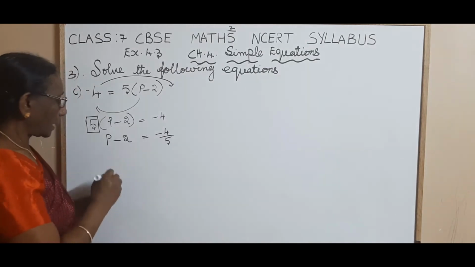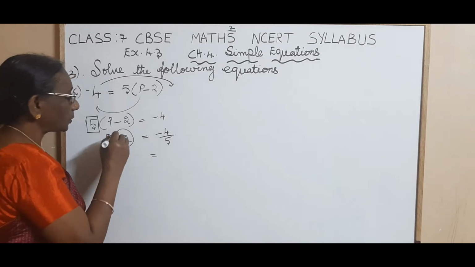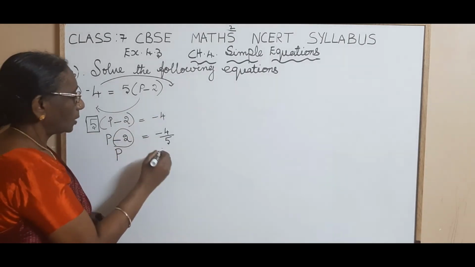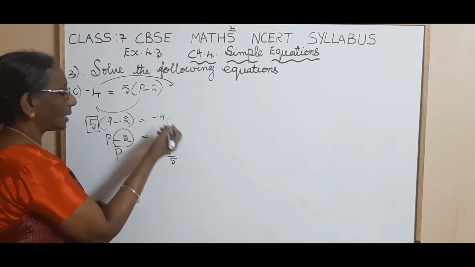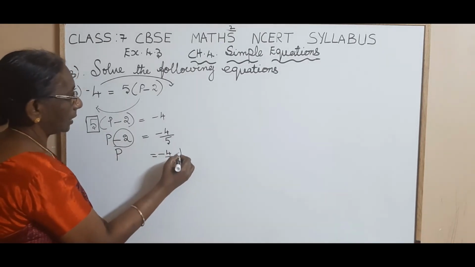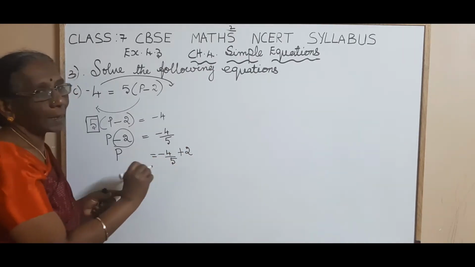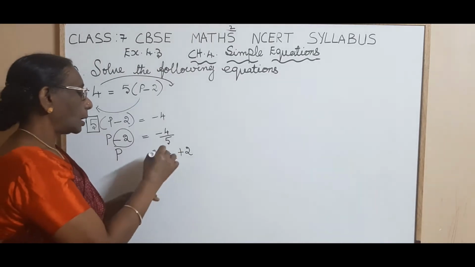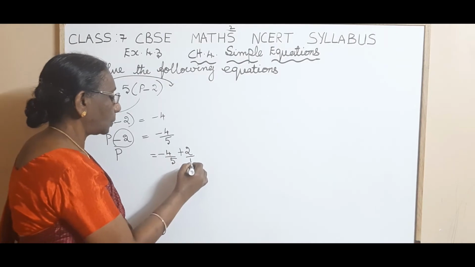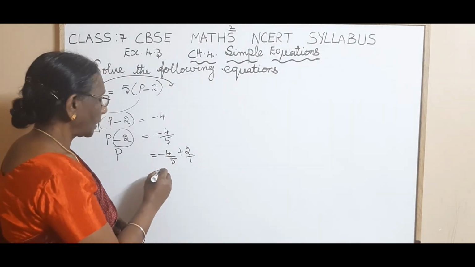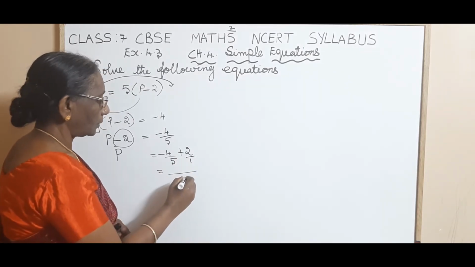Is it clear? Next, we need only p. So we are transposing minus 2 from LHS to RHS. So minus 4 by 5, when it comes to the right hand side, it will be plus 2. Okay. Now, how to do the calculation? You should be thorough with the addition of rational numbers. Okay. So you take 2 by 1 as the denominator. Now, the common denominator of 5 and 1: 5 into 1, 5.